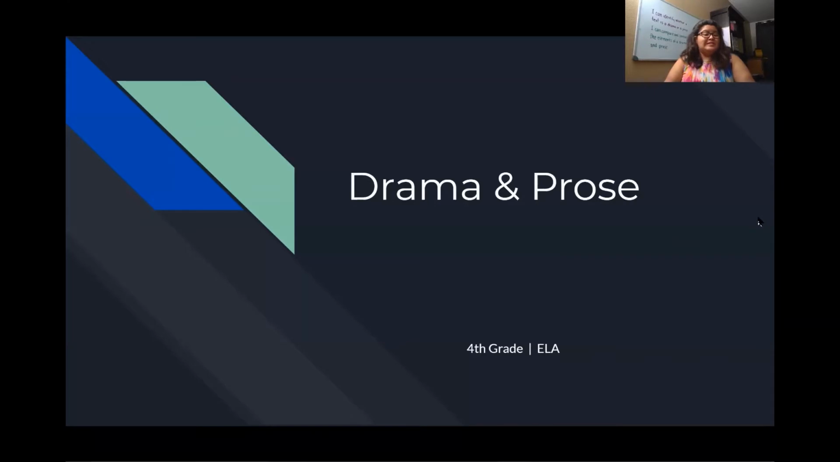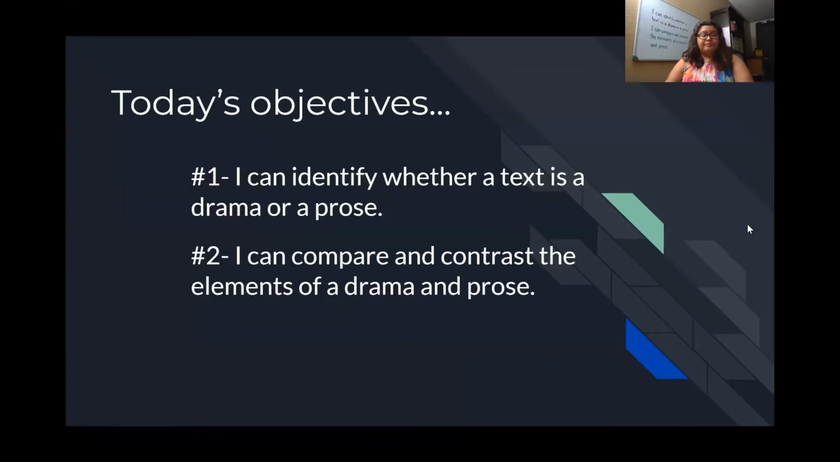All right, so today's topic is actually drama and prose. Before we get started, let's go over our objectives for today. There are two objectives today: I can identify whether a text is a drama or a prose, and I can compare and contrast the elements of a drama and prose. We're going to be able to do those two things by the end of this lesson.